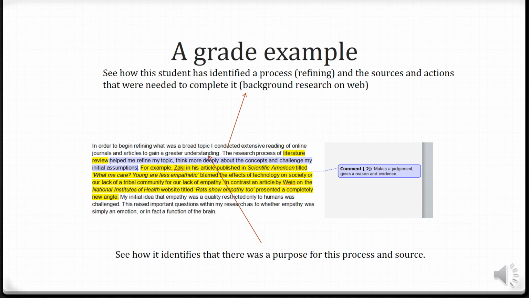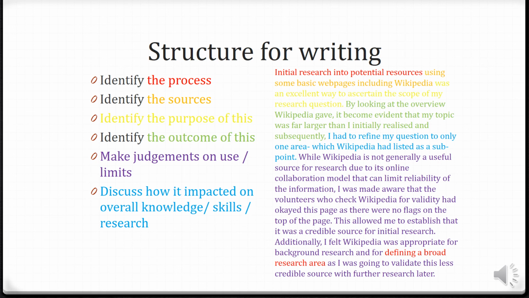Then we have an outcome. We know that because of these sources, important questions were raised in the last line there, and this was what led to that refinement. So what is your structure for writing? My advice is that we identify a process, we identify sources, we identify the purpose of this, the outcome around it, we make judgments on the use and limitations, and then we discuss how this has impacted the overall knowledge and skills of the research.